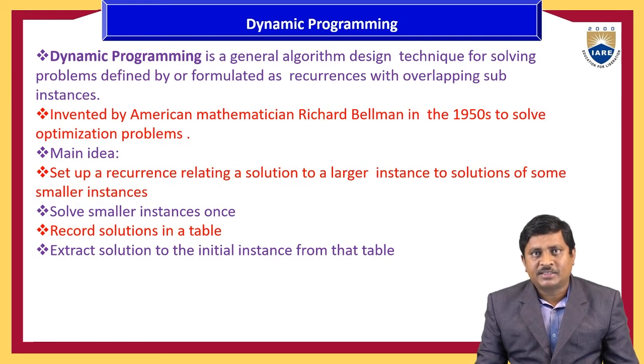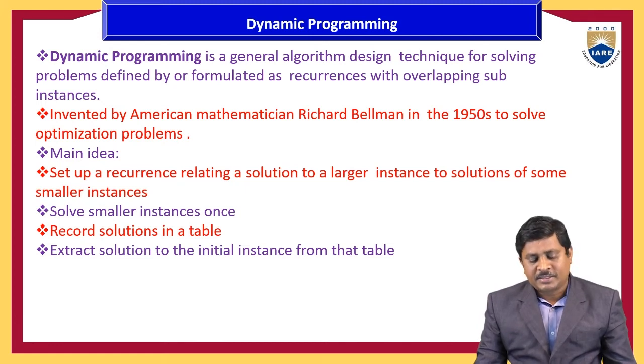Once again, dynamic programming is a general algorithm design technique for solving problems formulated as recurrences with overlapping sub-instances. It was invented by American mathematician Richard Bellman in the 1950s to solve optimization problems. The main idea is to set up a recurrence relating a solution to a large instance to solutions of some smaller instances. Record the solutions in the form of a table, solve smaller instances once, and extract the solution to the initial instance from that table.